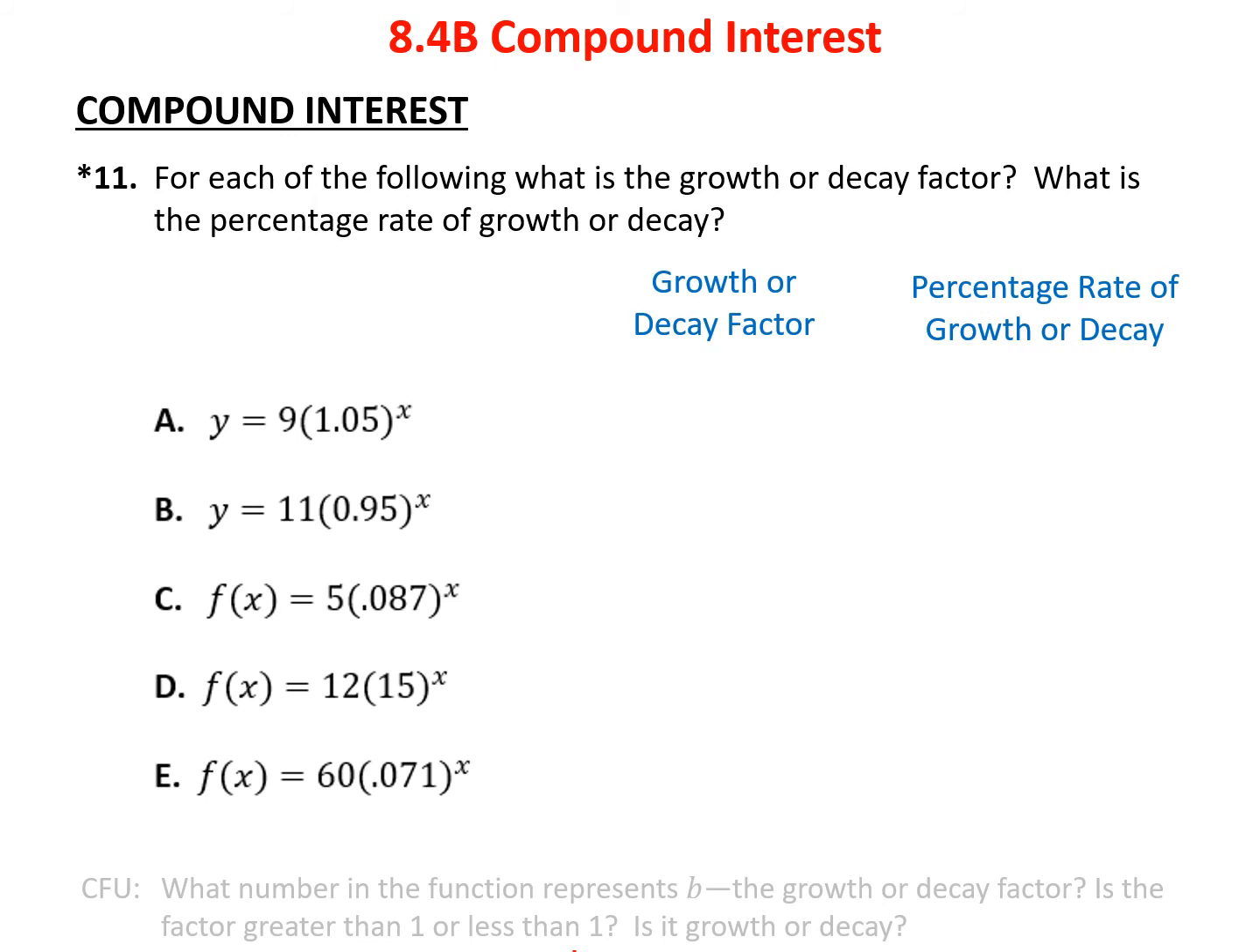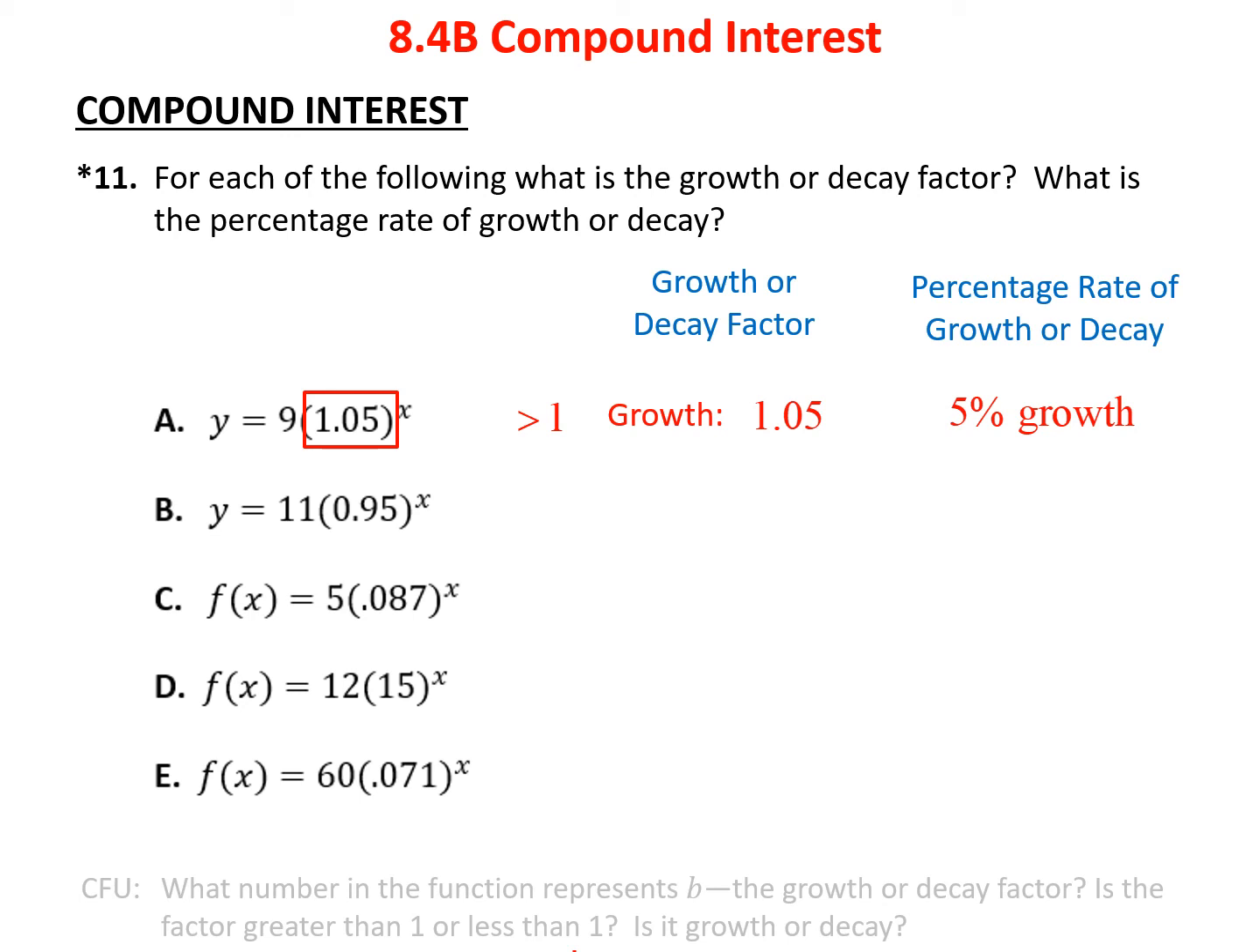So in the first one, I noticed that the key thing is what is b? A times b to the x. b is 1.05, and that's greater than 1. So that means this is growth, 1.05. What's the percentage rate of growth? Well, think of it as taking the 100% off of it. So 1.05 minus 1 means that this is a 5% growth.